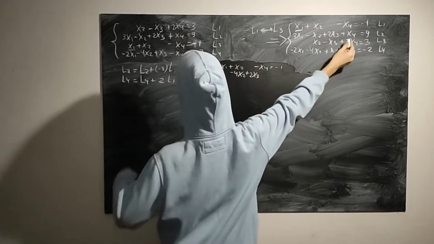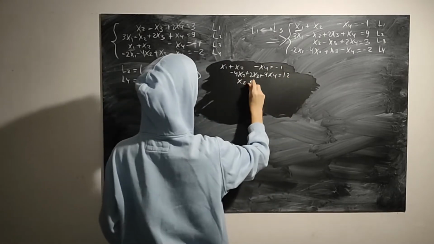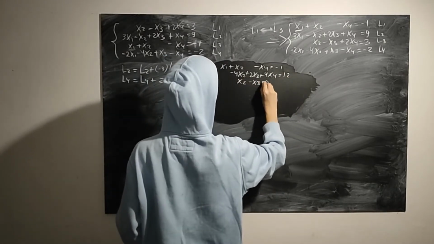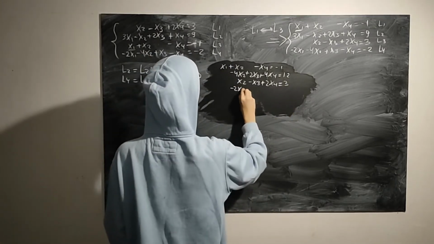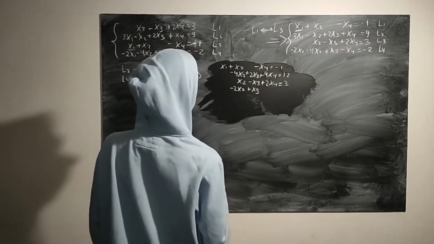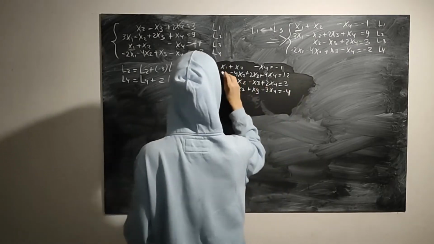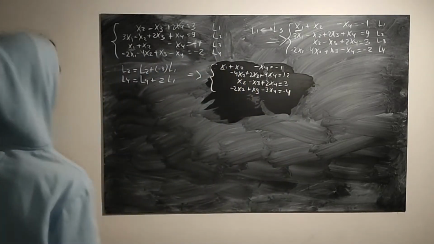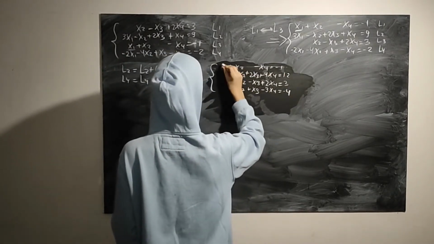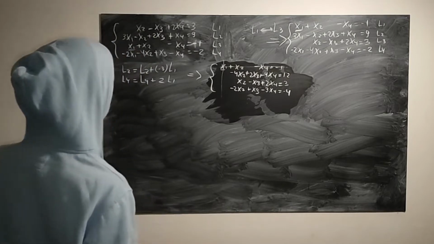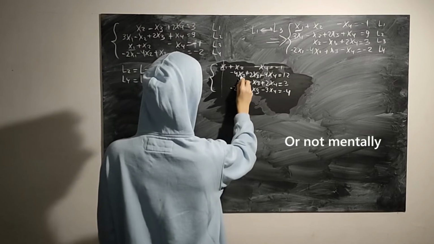x1 plus x2 minus x4 equals negative 1, minus 4x2 plus 2x3 plus 4x4 equals 12, x2 minus x3 plus 2x4 equals 3, minus 2x2 plus x3 minus 3x4 equals negative 4. Because 0 times x1 is just 0, this time I decided not to write 0 times x1. We are done with the first variable, x1, so now we can calmly cross out the equation which contains x1 mentally.